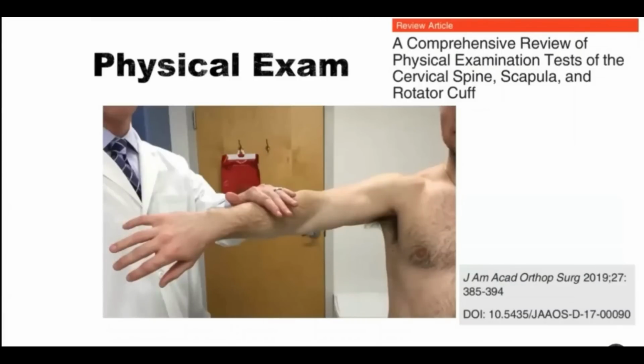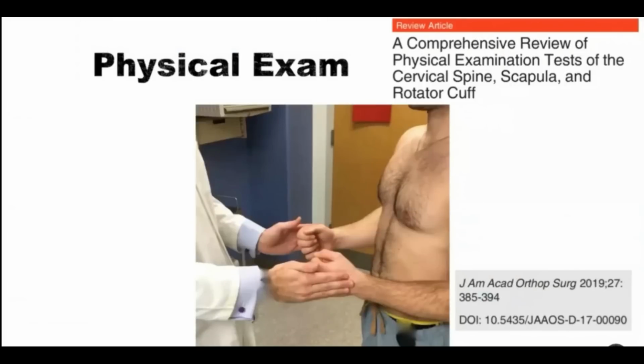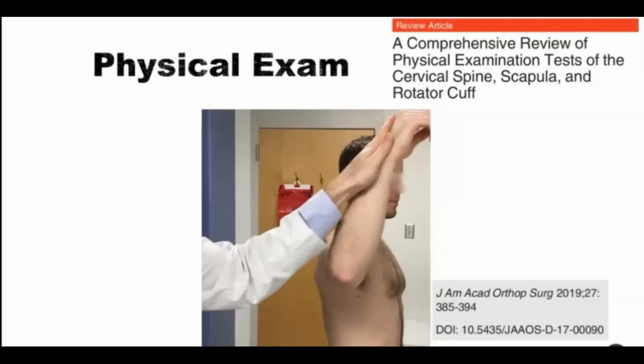So we have a few slides here demonstrating some of the physical exam tests. Here you have Jobe's test, where the arm is in the plane of the scapula and the examiner is applying some downward force. And here is just looking at external rotation against resistance. As we talked about a little bit earlier, infraspinatus is responsible for external rotation, so this is evaluating the strength of the infraspinatus. And then here, this is evaluating teres minor.